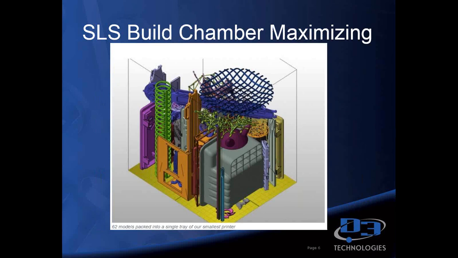Again, as I talked about, you can maximize. It doesn't have to be one type of part. You may have 15 different types of parts. In this example, this happens to be 62 models that are actually packed into one single tray of one of our smallest printers, which happens to be our S-Pro 60 selective laser sintering printer.